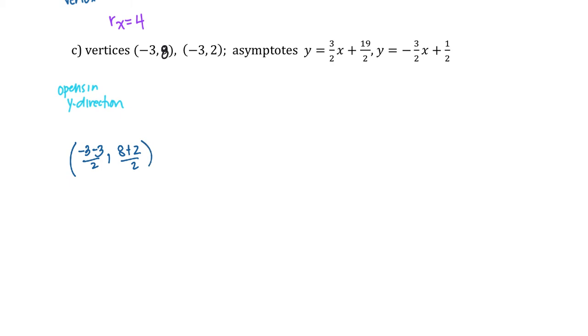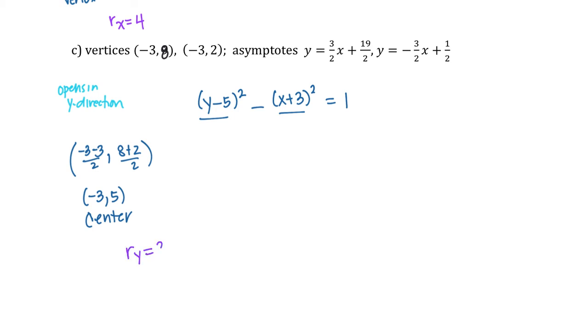Okay, negative 6 divided by 2 is negative 3. 10 divided by 2 is 5. So the center is negative 3, 5, and it opens in the y direction, and I know it's a hyperbola. So y minus 5 squared over blank, minus x plus 3 squared over blank equals 1. Now let me look at the vertices. Since this opens in the y direction, I should be able to figure out the y radius. So from negative 3, 5 to negative 3, 8, I have to go 3 units in the y direction. So the ry is 3, which I square and put there.